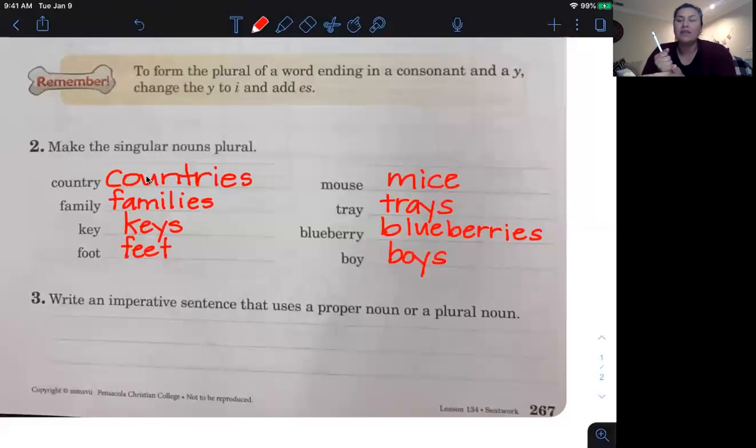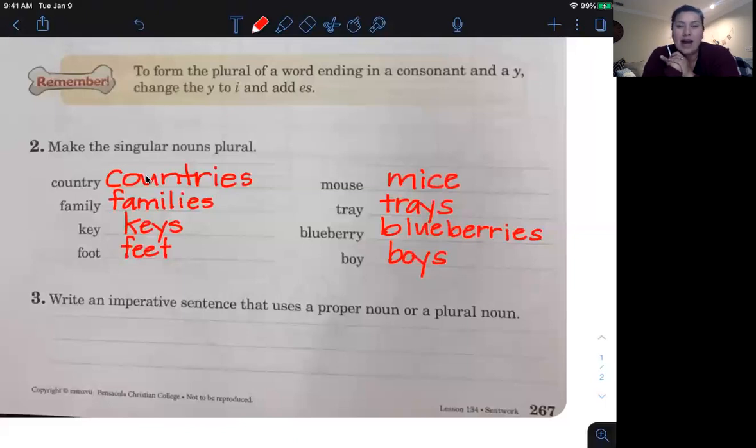All right, write an imperative sentence. Remember, an imperative sentence makes a command. It's commanding someone to do something. Write an imperative sentence that uses a proper noun or a plural noun. Well, a proper noun would mean someone specific or a specific place that would need to be capitalized, or we could just write about more than one. Let's think. We have so many plural nouns right in front of us, and we have some proper nouns that we wrote also. So let's think.